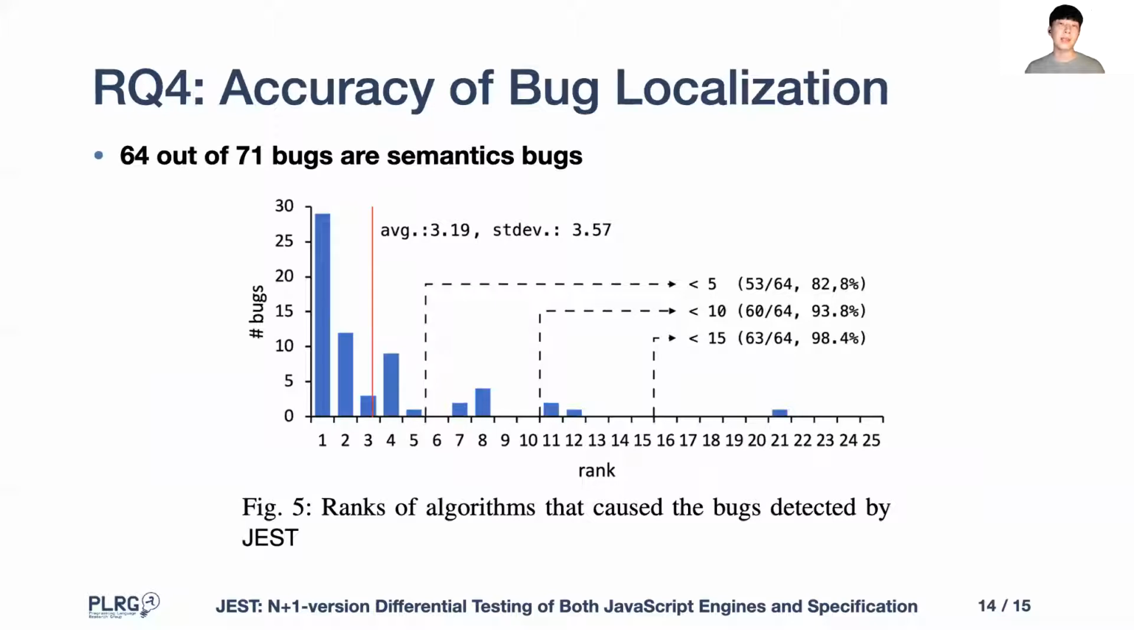Among the 71 engine and specification bugs, 64 are semantics bugs. Using the SBFL technique, we localize them on the semantics of ES11. This figure shows the ranks of algorithms that cause the semantics bugs, and the average rank is 3.19. It means that conformance tests synthesized by JEST also have a high accuracy of bug localization.